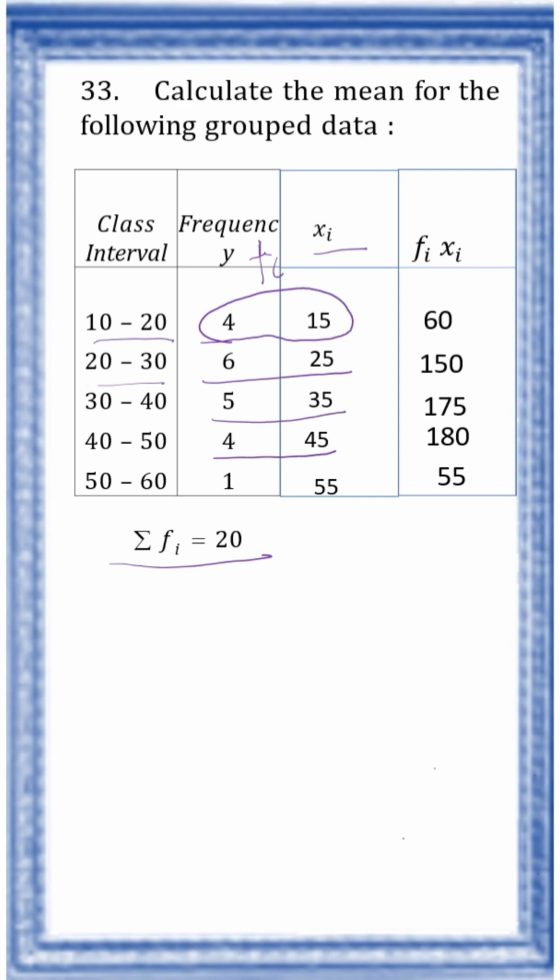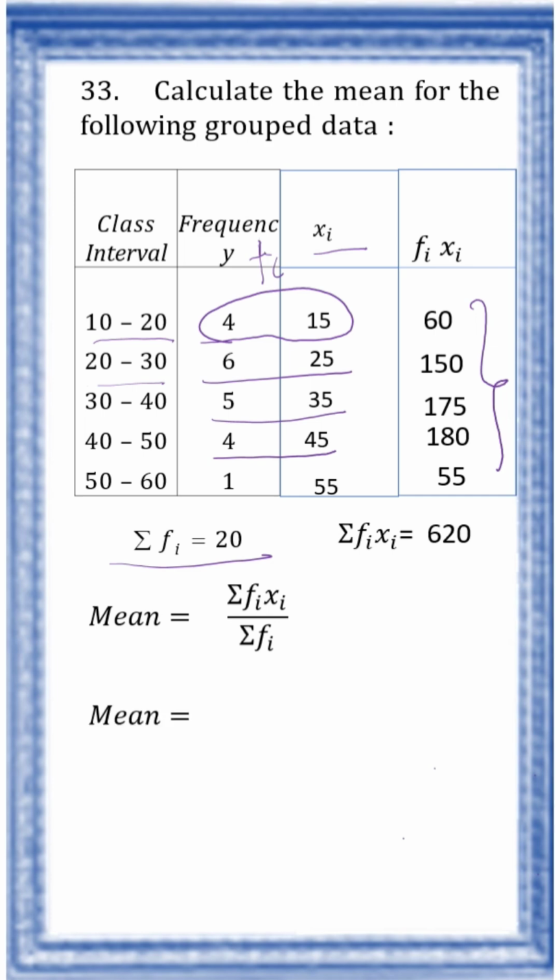Now let us calculate summation of Fi xi. Add all these numbers, you'll get 620. So mean is equal to, you know the formula, how to find it by direct method, summation of Fi xi upon summation of Fi, that is equal to 620 by 20. 0, 0 get cancelled. Answer is 31.